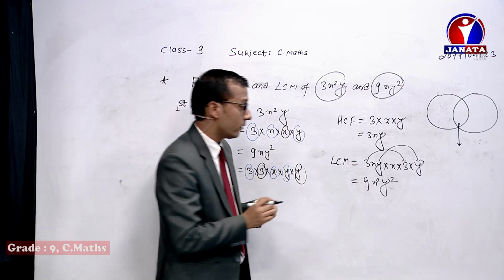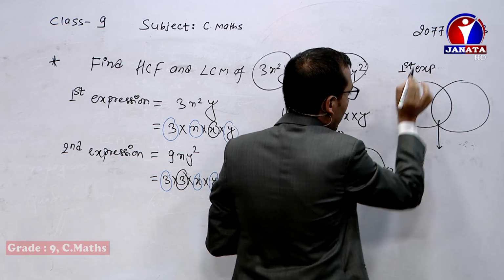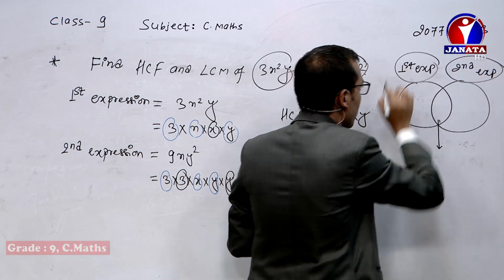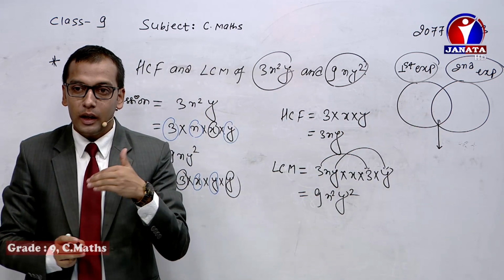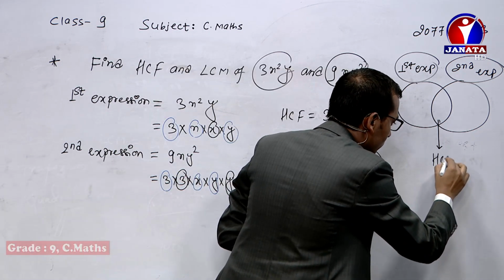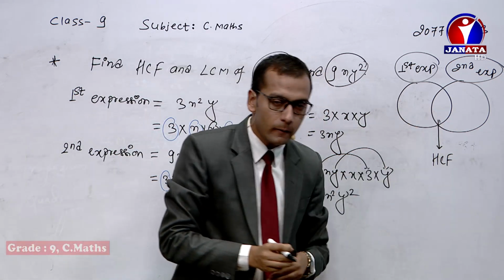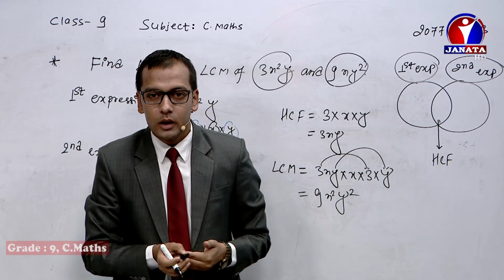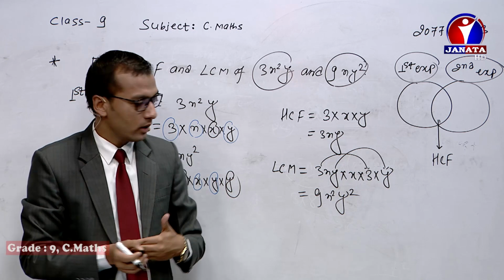So you can say this is HCF. And what is this first circle denotes? This is first expression, and this is second expression. This is second expression and this one is first expression. And this middle region, this is intersecting part, common part, is called HCF. We can say this is common region of two circles here. So this common region is HCF, because what is HCF? Common factors from given numbers or algebraic expressions.